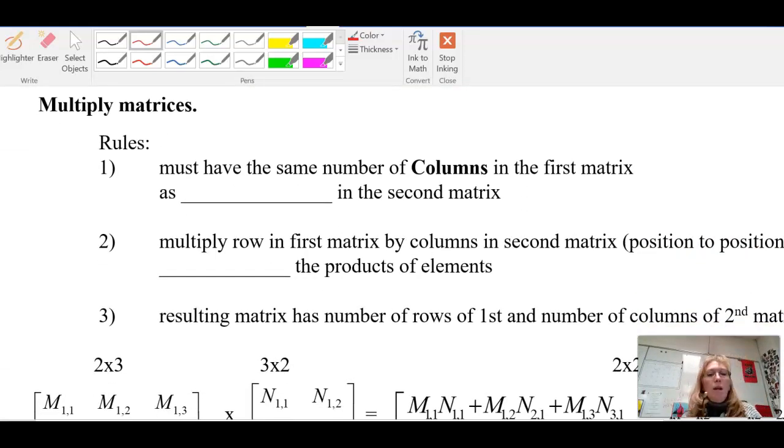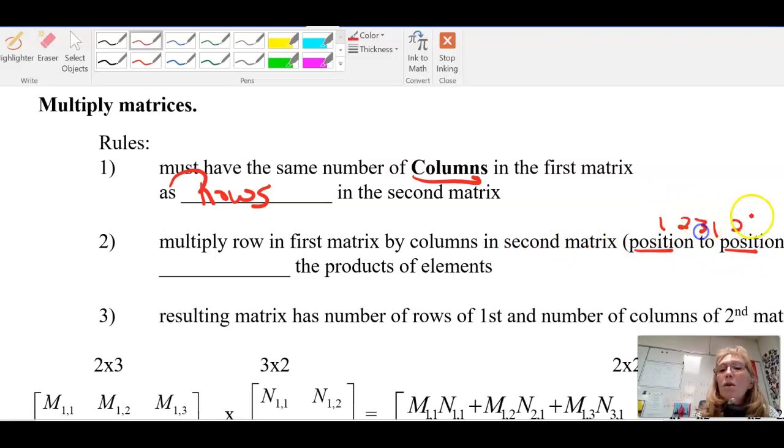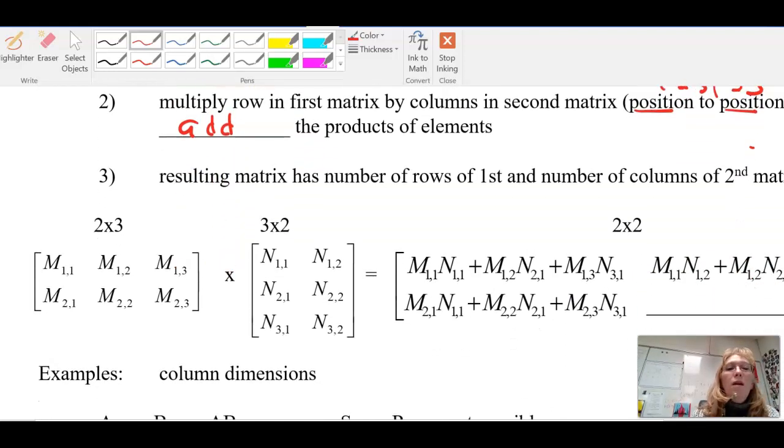Okay, multiplying. This is what takes a little bit more work. So when you're multiplying, remember when I said you had to learn how to read a problem? That's very important. You must have the same number of columns in the first matrix as rows in the second. You multiply row in the first matrix by the column in the second matrix, position to position, like first to first, second to second, third to third, and then you add the products of the elements together, and that gives you the element of that term. The resulting matrix has the number of rows of the first and the number of columns of the second.